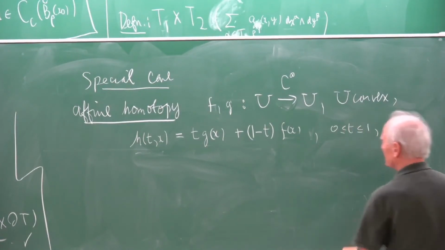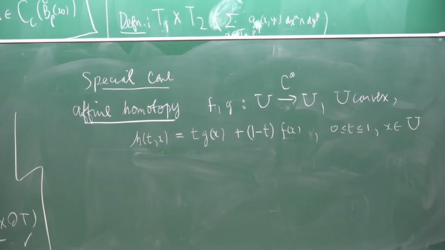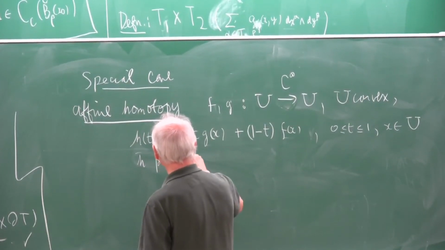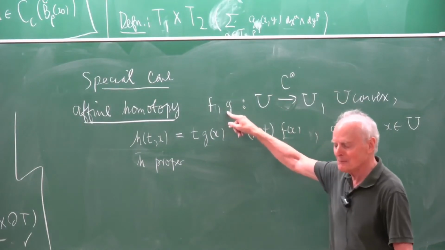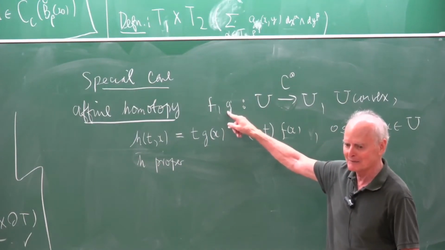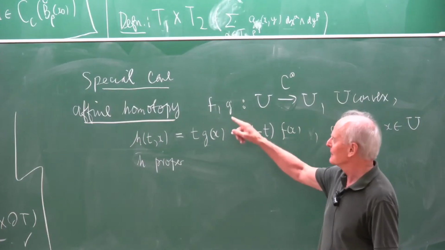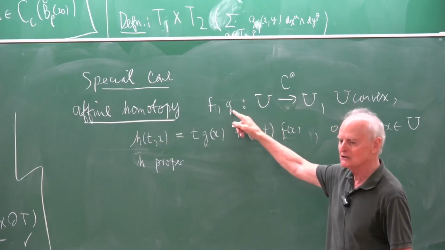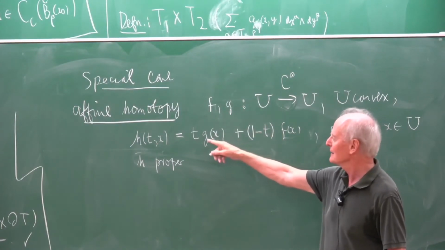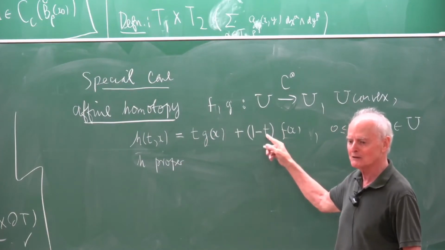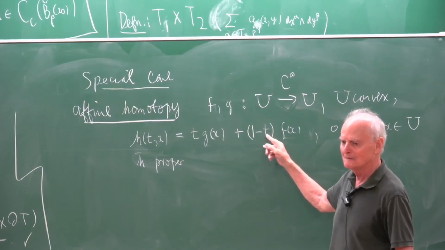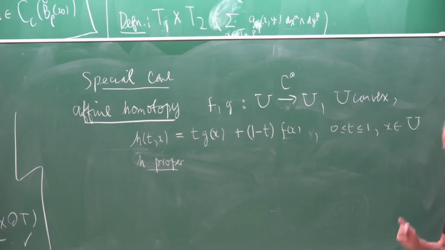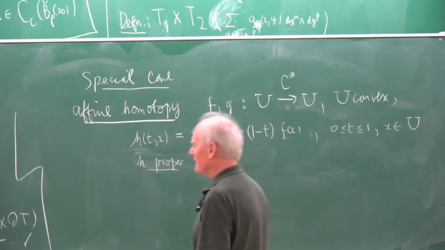So x in U, and of course we need H proper. Notice that's definitely not guaranteed by F and G being proper. That's a common misconception. Because you could take U symmetric and take F equals minus G. And then when you get halfway along this homotopy, it's a constant map, which is not proper. So you've got to hypothesize H is still proper, part of the hypotheses. Then you have this formula.